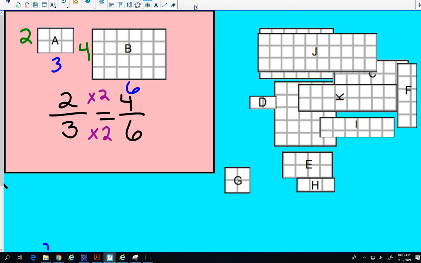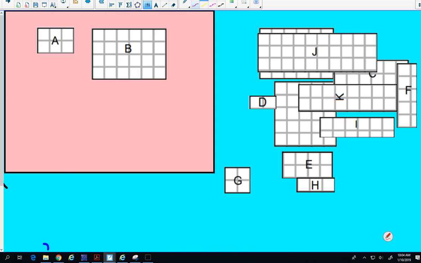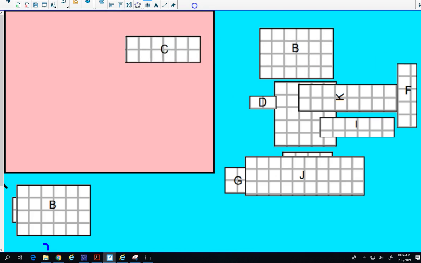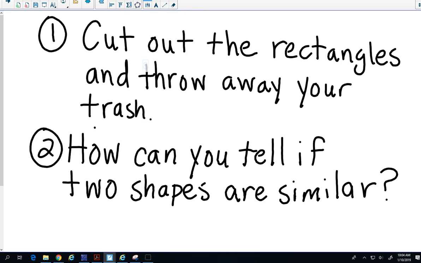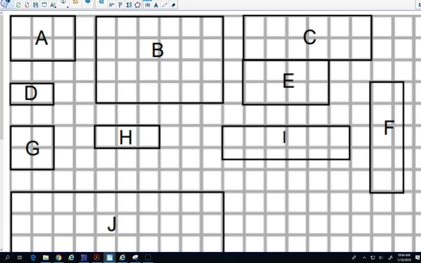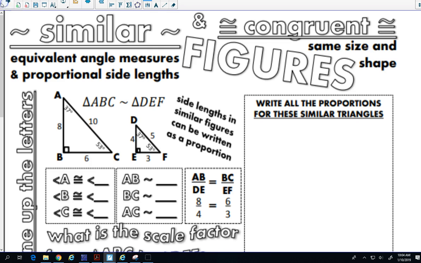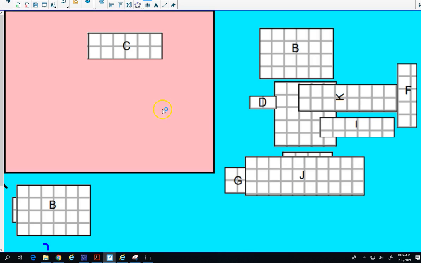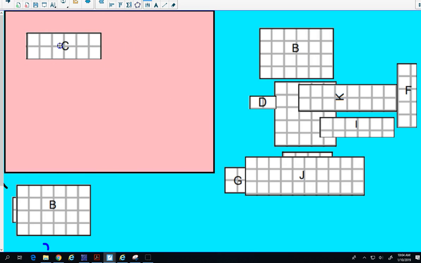All right, so I'm going to go ahead and erase what I had for A and B so we can start the next example. So now we're going to pull these two away. We've already matched those up. And so I'm going to grab C, and then I'm going to find the one that goes with C.